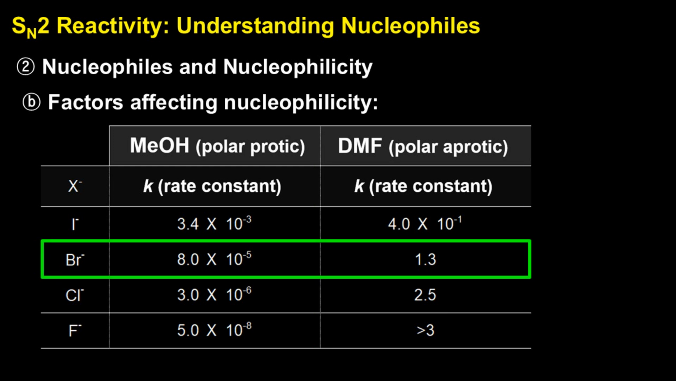But what if we keep the nucleophile the same and just change the solvent? Let's say we're working with bromide. In methanol, it's heavily solvated, so the reaction moves slowly. In DMF, it stays mostly free and reacts much faster. The result? SN2 reactions run significantly faster in polar aprotic solvents like DMF because they don't get in the way. They let nucleophiles do their job.